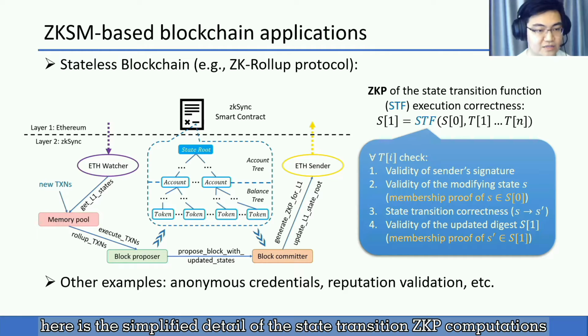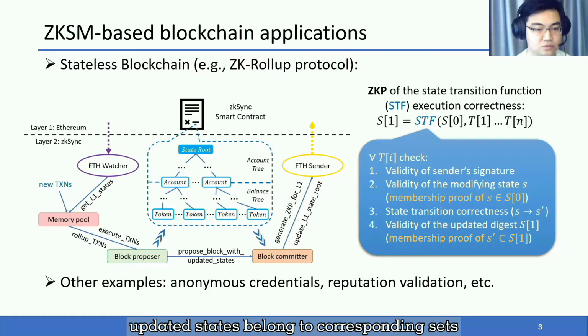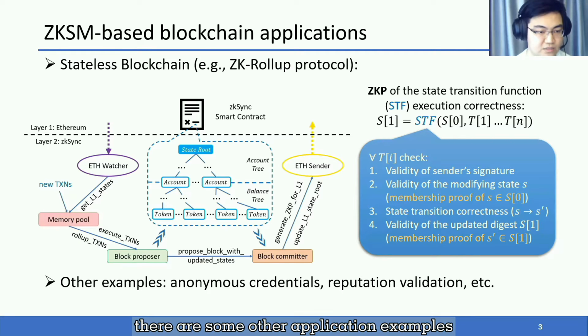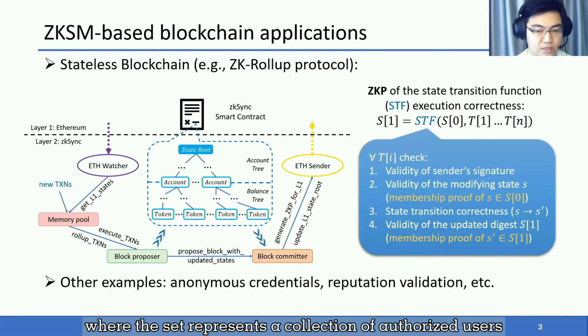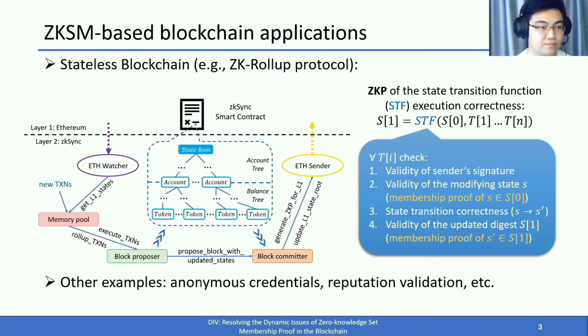Here are the simplified details of the state transition ZKP computations. For each transaction, we need to prove the validity of the sender signature and the state transition correctness, which contains two set membership proofs that both the old and the updated states belong to corresponding sets. There are some other application examples, such as anonymous credentials, where the set represents a collection of authorized users. One needs to prove the membership to get some services. We skip the details here.